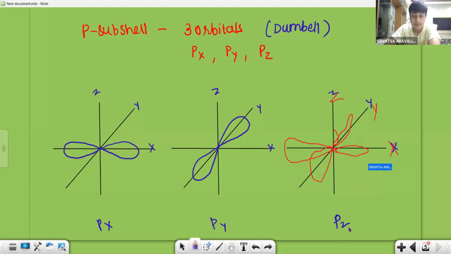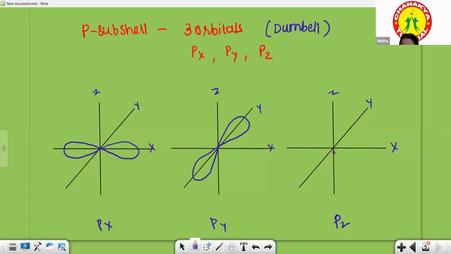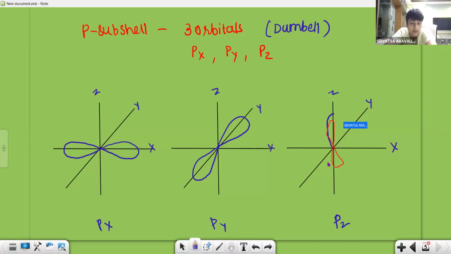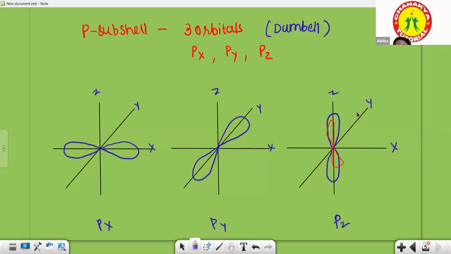Is that Z? Okay, Z axis, ma'am. So on the Z axis, you can find a lobe. It will be like on X, then Y, now Z. Yeah, understand.